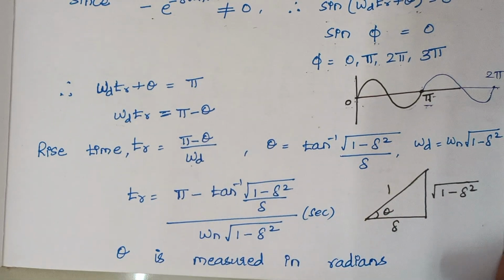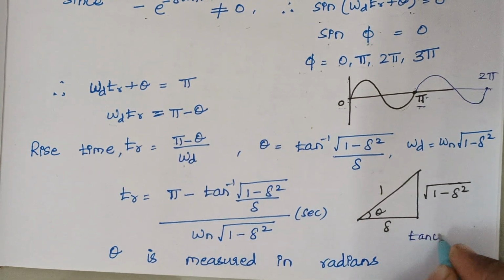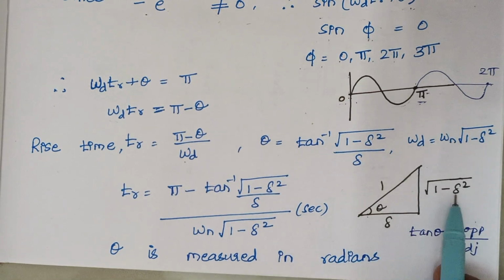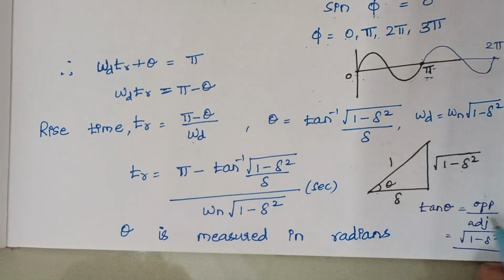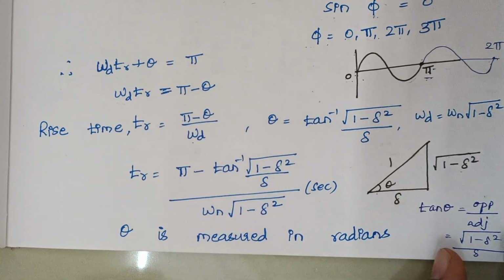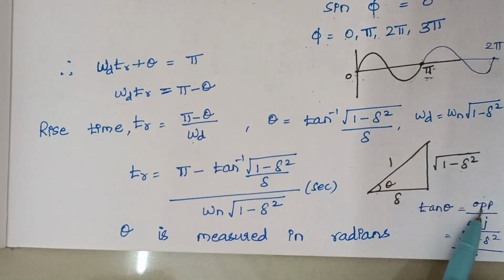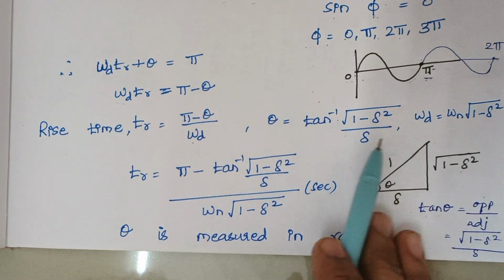To find theta, we all know this is our respective triangle, and from this triangle we are calculating tan theta. What is the value of tan theta? Tan theta is nothing but opposite side by adjacent side, right? So what is your opposite side? The opposite side is root of 1 minus zeta square and the adjacent side is zeta. So here tan theta is given by this expression. We need only theta here. So when you need theta, just move this tan to the right hand side. So that will become tan inverse of root of 1 minus zeta squared by zeta.